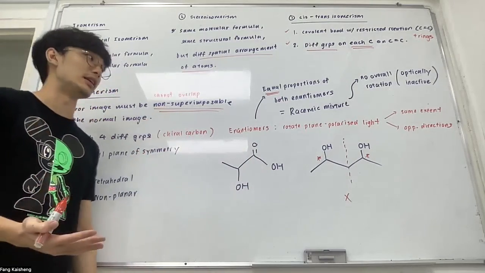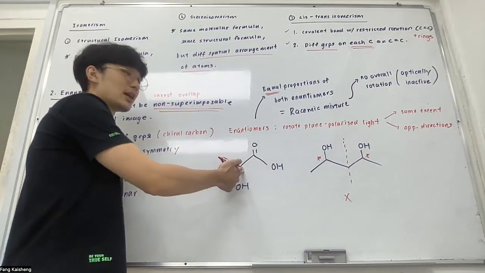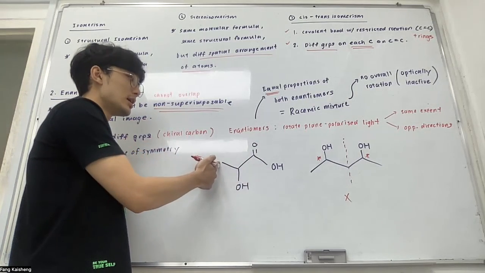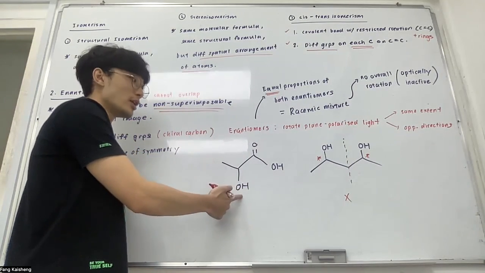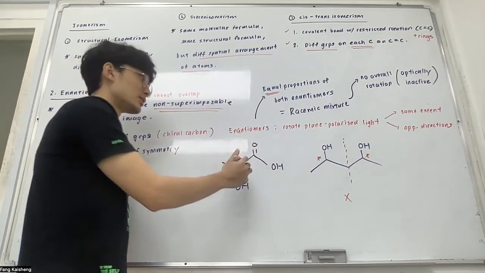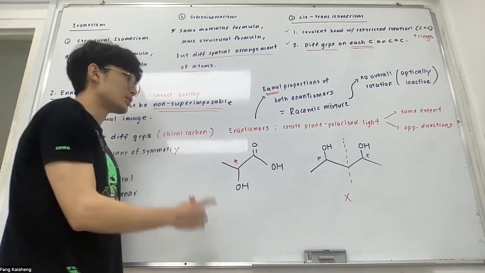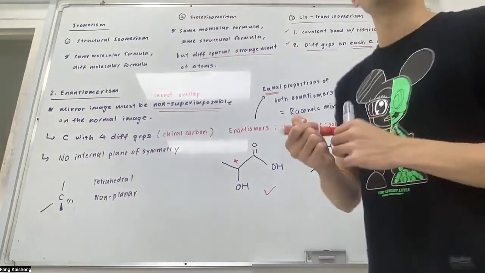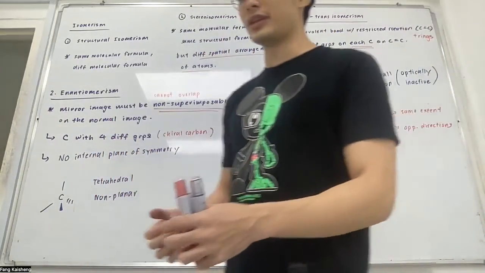We'll practice this in the next lesson's tutorial. How about this carbon? Yes, this carbon is different because it has carbon, OH, invisible H, and CO2H, whatever this is. So all different. So that's the chiral center. So this one, yes, it is chiral. Okay, let's move on to the next page.